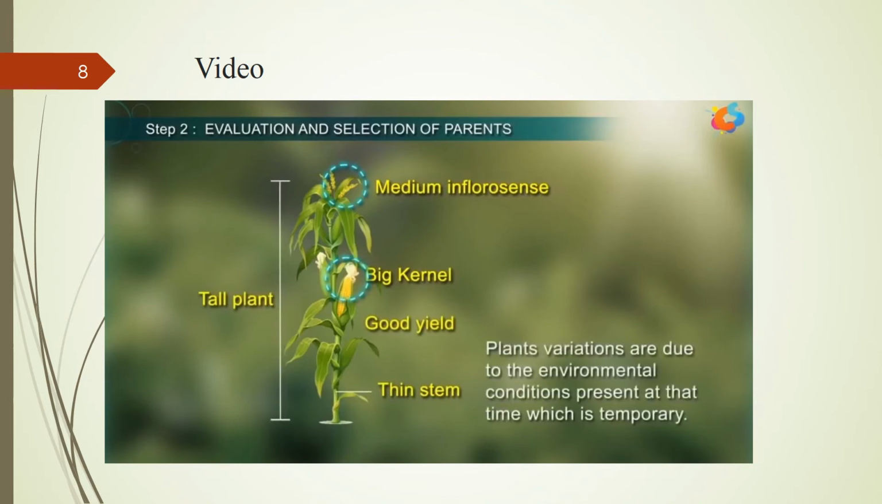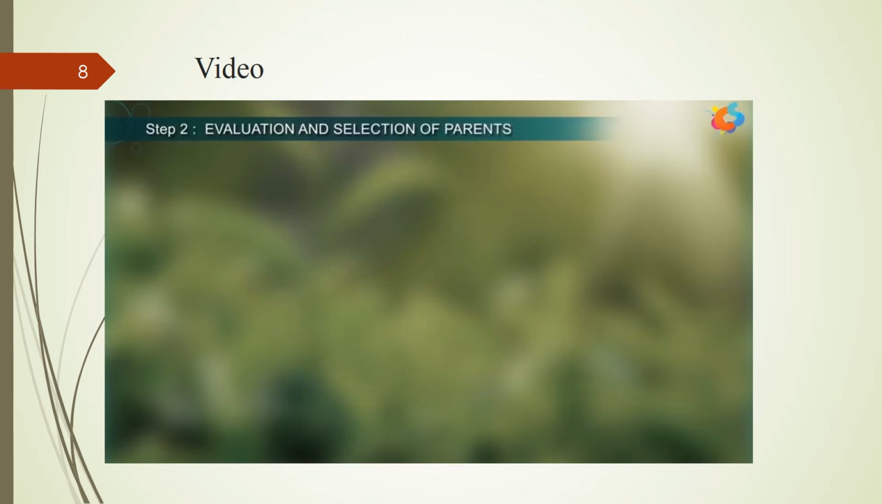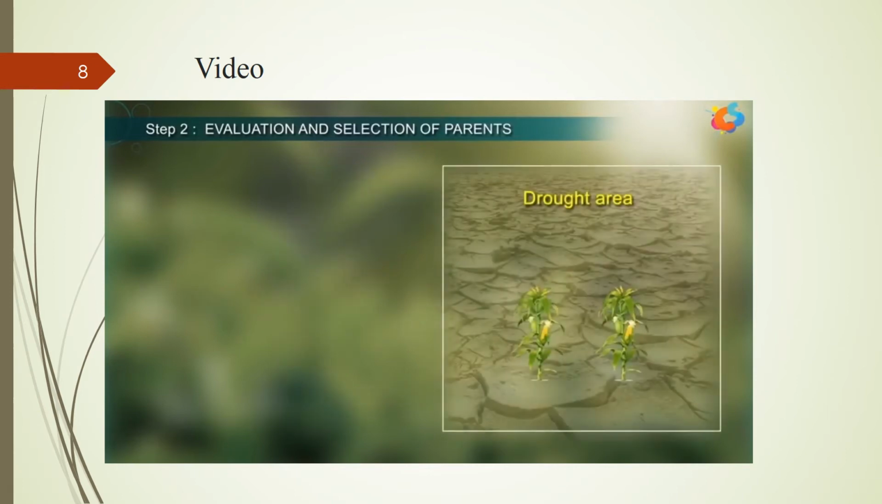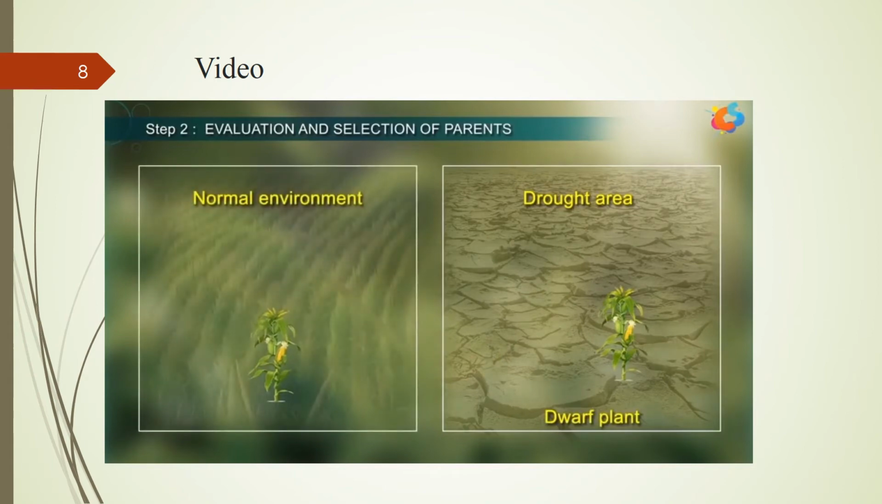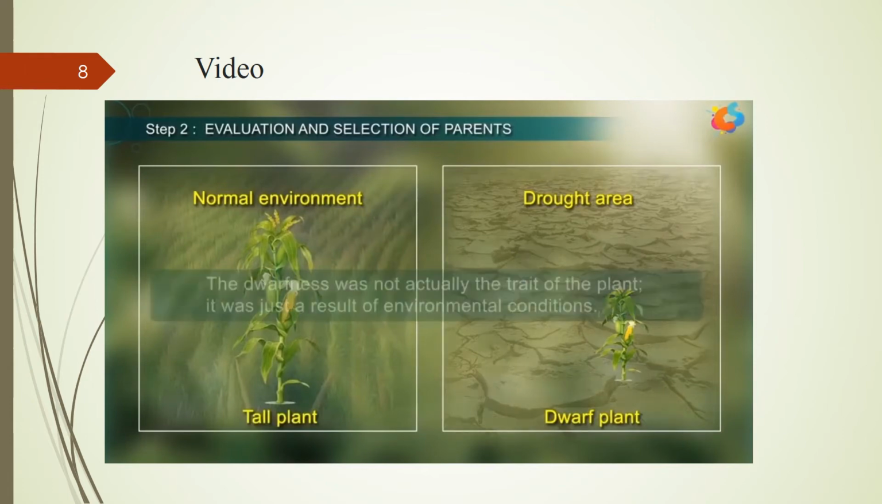However, plants' variations are due to the environmental conditions present at that time, which is temporary. For example, suppose researchers collected a dwarf plant from a drought region and named it a dwarf plant. But when this variety was cultivated under normal environmental conditions, the plant grew tall. It means that the dwarfness was not actually a trait of the plant. It was just a result of environmental conditions.